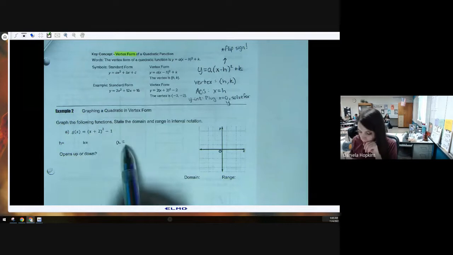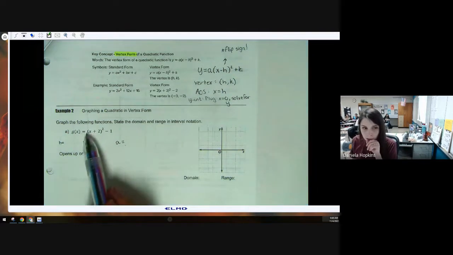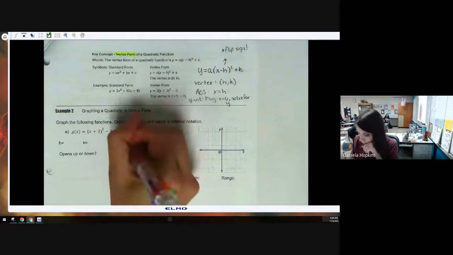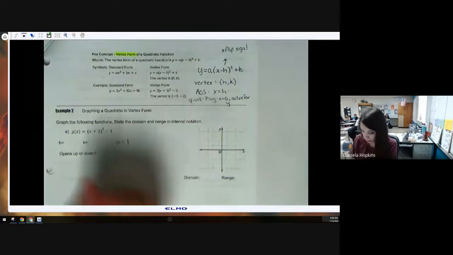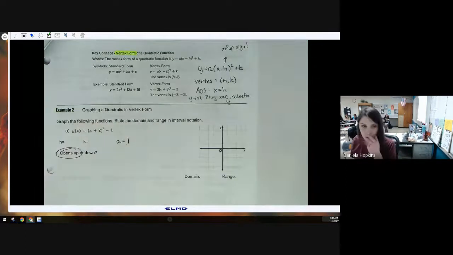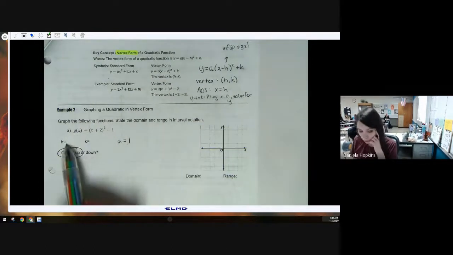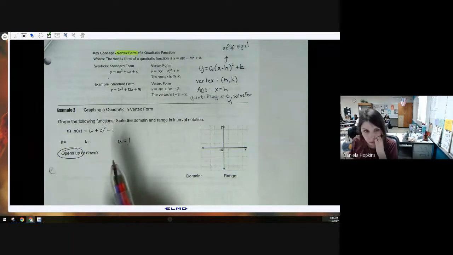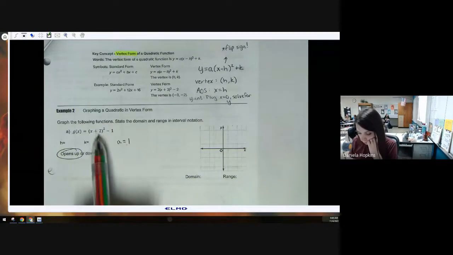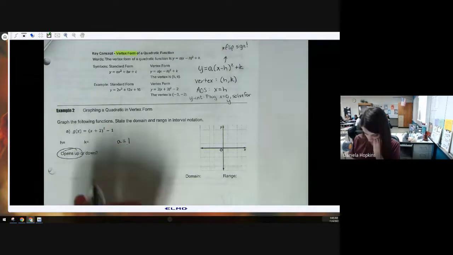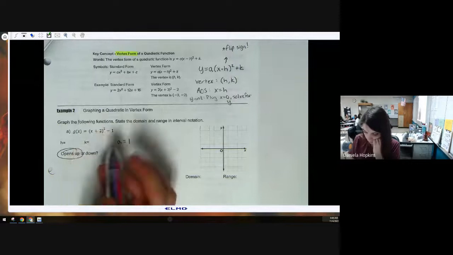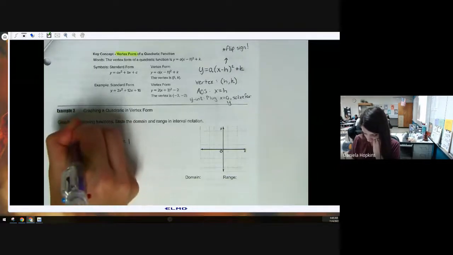So what is your a part? It's not listed here, but what number is in front? 1. So do we open up or down? Up. Okay, so that still is true. Your a is still that first number. How about my h? What is my h? It's not the part on the inside of the parentheses. It's what? 2. Okay, it says +2, so what do I have to do? Flip the sign, so I have to make it -2.